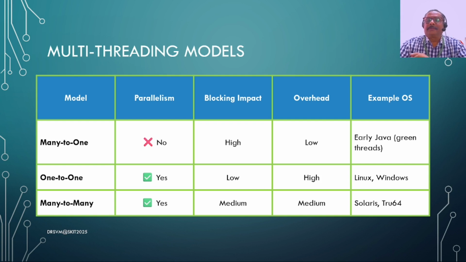So the examples for using this on the operating system, the early, old version of Java was using many to one. Linux and Windows are working on one to one, and Solaris and Tru64 working on many to many. So that's all about the multi-threading model.